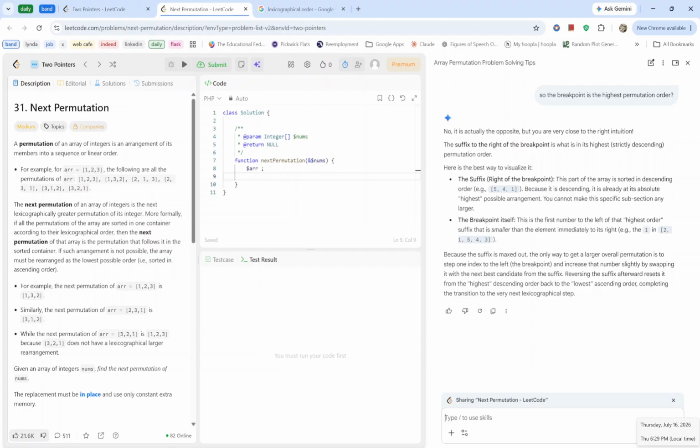Because the suffix is maxed out, the only way to get a larger overall permutation is to step one index to the left, to the breakpoint, and increase the number slightly by swapping it with the next best candidate from the suffix. Reversing the suffix afterwards resets it from the highest descending order back to the lowest ascending order, completing the transition to the very next lexicographical step.